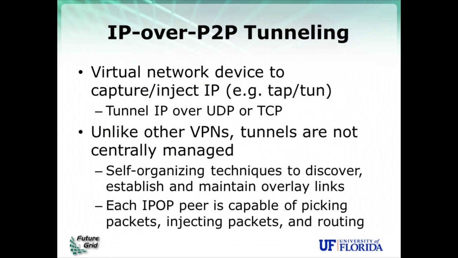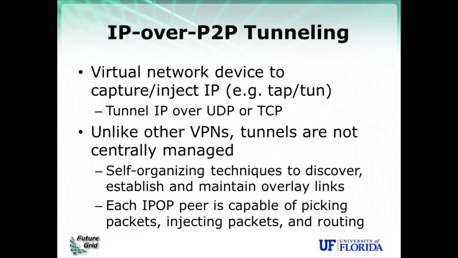In essence, IPOP uses the tunneling mechanism that we saw earlier as a primitive for implementing a virtual network. It uses a virtual network device at the endpoints to capture and inject IP packets. This is a device that you would find in a typical operating system as a TAP device or a TUN device. IPOP then tunnels these captured IP packets over potentially multiple connections, each of which could be over different protocols, typically UDP, but could also be TCP. This is similar to other VPNs.